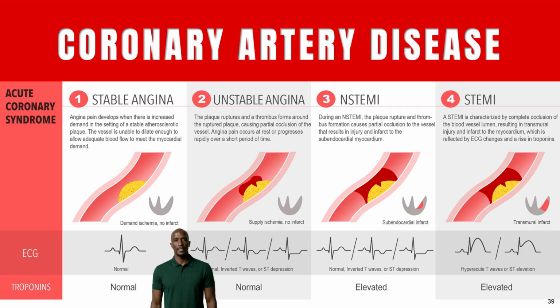Stable angina ECG may show transient ST depression or T wave inversion, and troponins remain normal. Unstable angina ECG may also show ST depression or T wave inversion, but troponins are not elevated. In NSTEMI, ECG shows ST depression or T wave inversion, and troponins are elevated. STEMI ECG shows ST segment elevation, and troponins are markedly elevated.